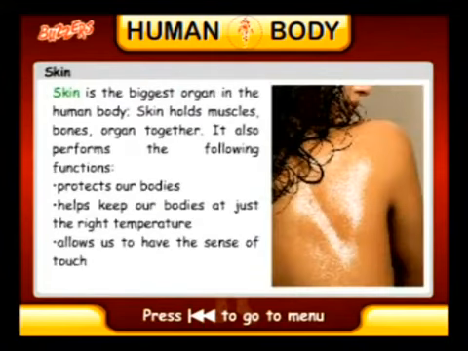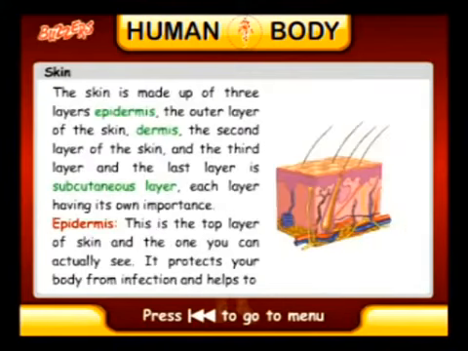Skin. Skin is the biggest organ in the human body. Skin holds muscles, bones, and organs together. It also performs the following functions: protects our bodies, helps keep our bodies at just the right temperature, and allows us to have the sense of touch. The skin is made up of three layers: the epidermis, the outer layer of the skin; the dermis, the second layer of the skin; and the third and last layer is the subcutaneous layer, each layer having its own importance.